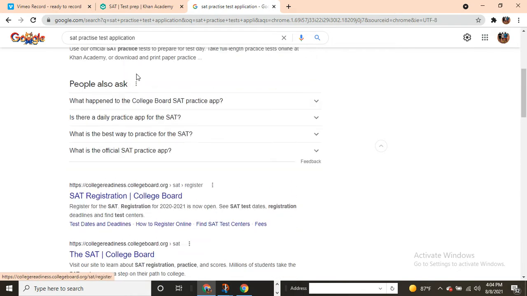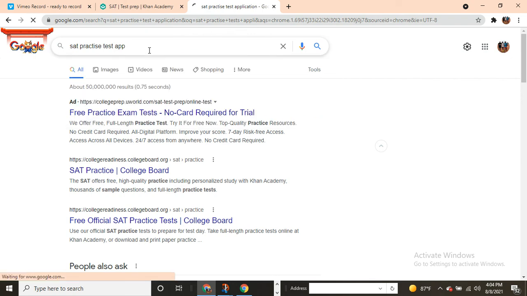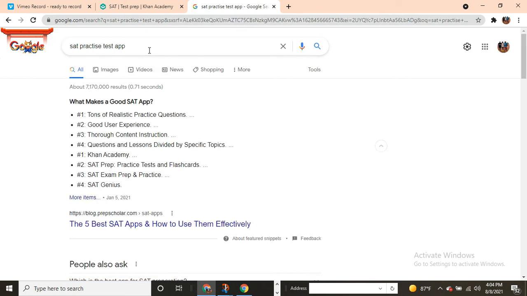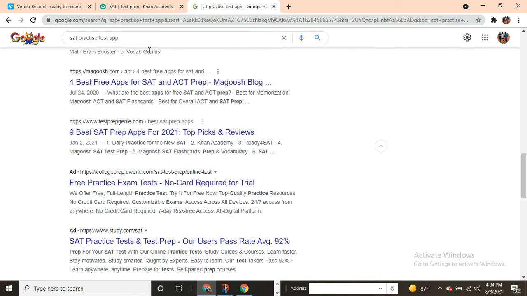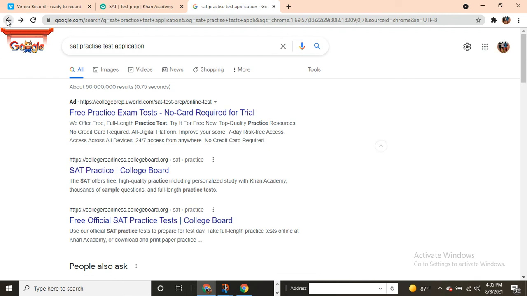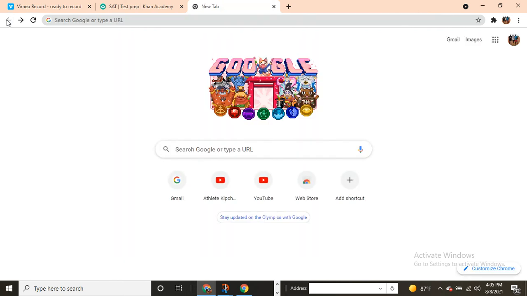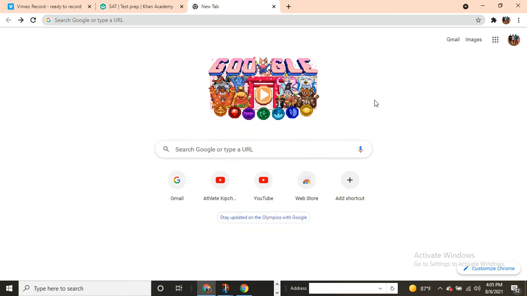In most cases, on your phone you'll just type apps. On your computer you can find more information, but on your phone there are several apps that you can get in your Play Store, especially, that you can use for preparation for your SAT exams.